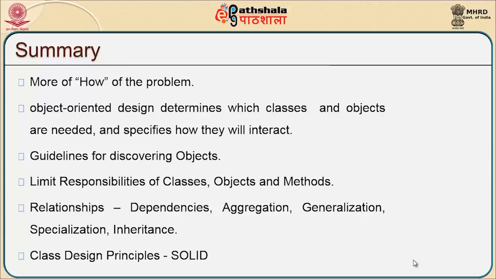So this is to just keep in mind, this is to limit our problem with minimal working on minimal modules. So limit responsibilities of classes, methods and objects, and we have started defining the relationships like dependencies, aggregation, generalization, specialization, which is part of inheritance. Dependencies, we had uses relationship. Aggregation, we had has a relationship. Inheritance, we have is a relationship. And finally, we have seen the class design principles, which are explained as SOLID principles.